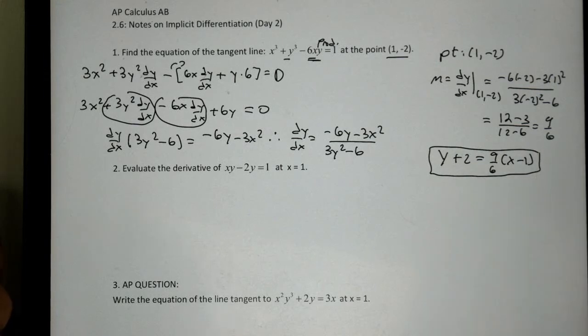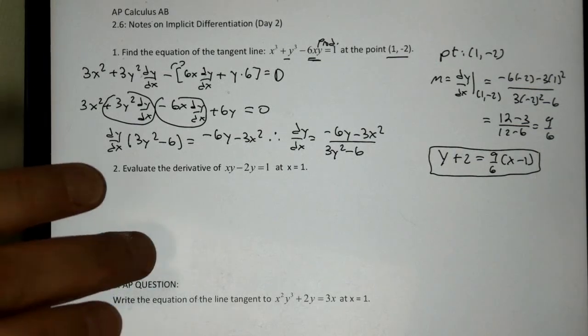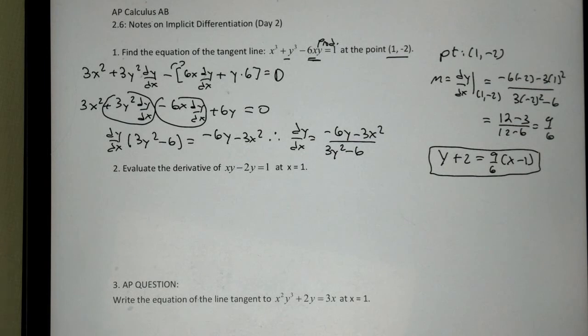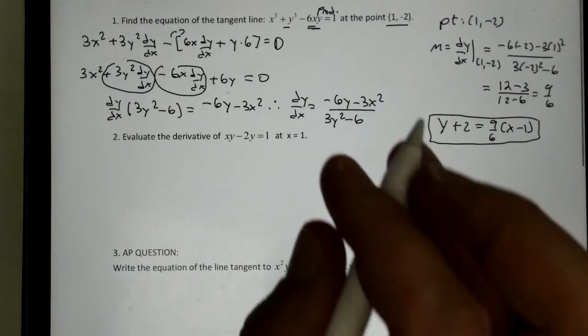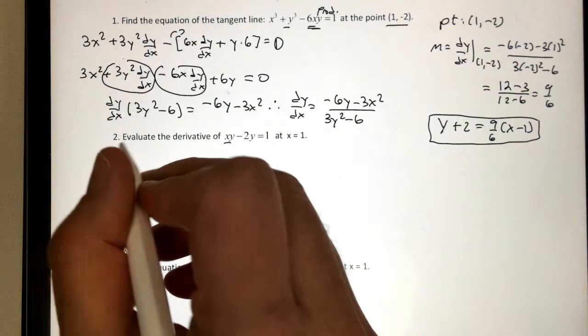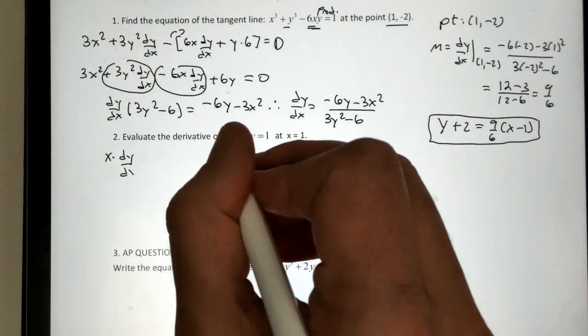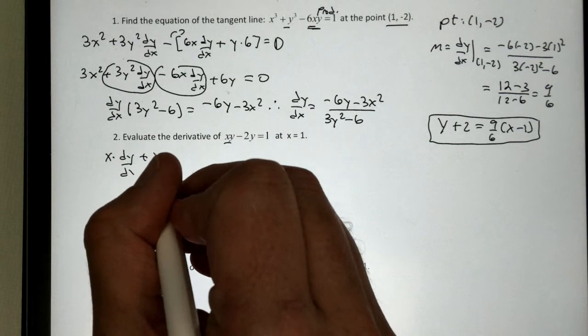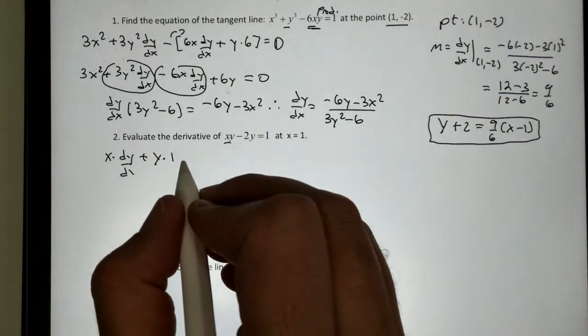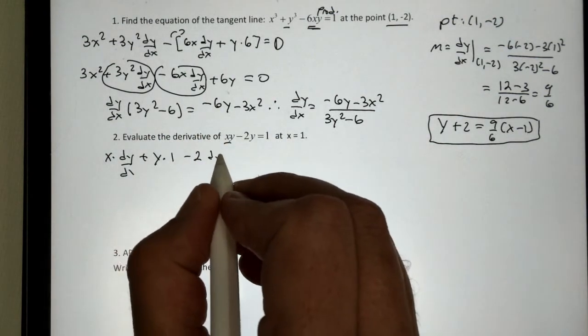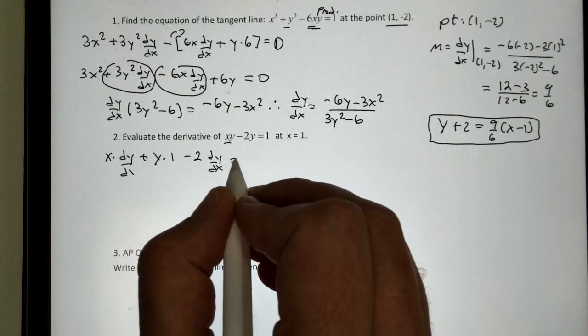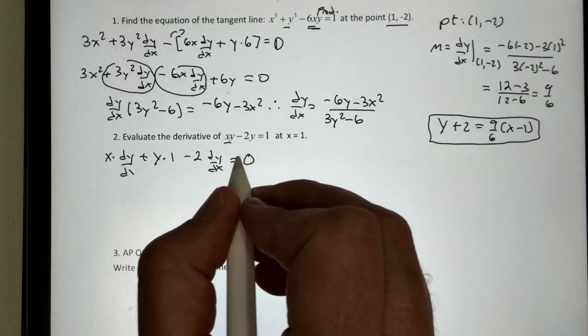Easy peasy. All right. The next one, question number 2, is just asking us to evaluate a derivative. And again, what you notice here, we do have a product rule. So we got the first times the derivative of the second, plus the second, y, times the derivative of the first, minus 2 dy/dx. And that's going to equal, again, our derivative here is just 0.